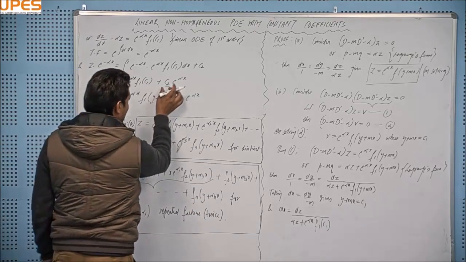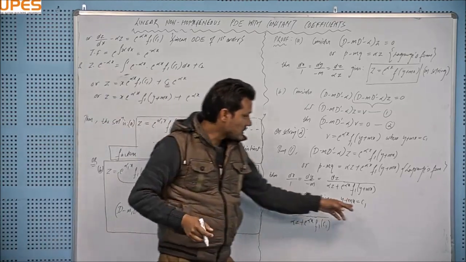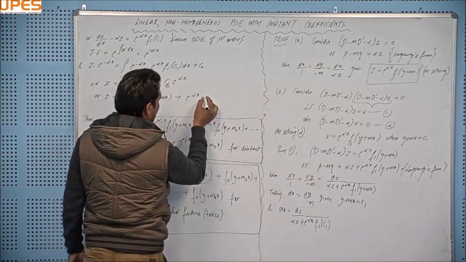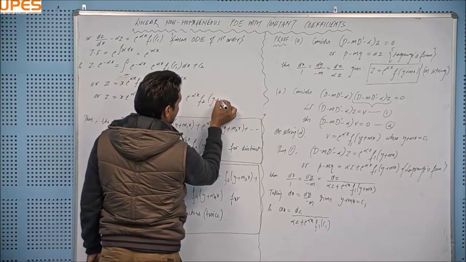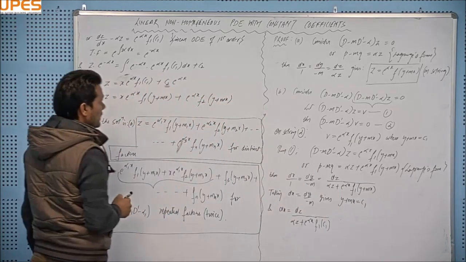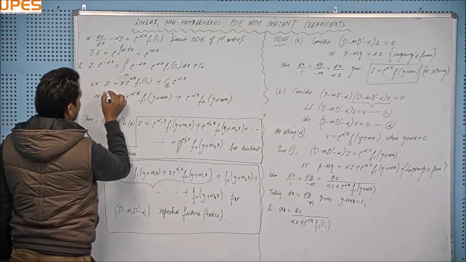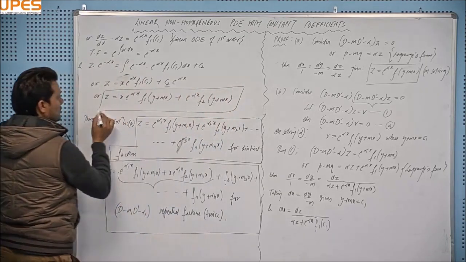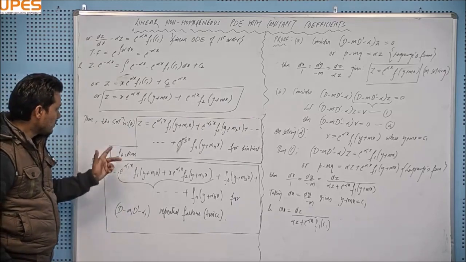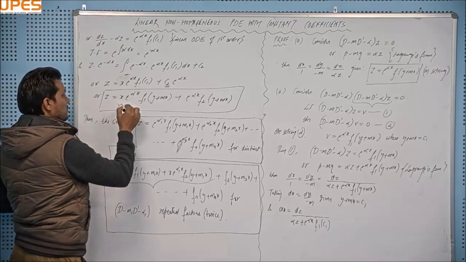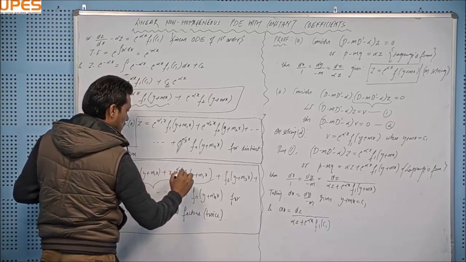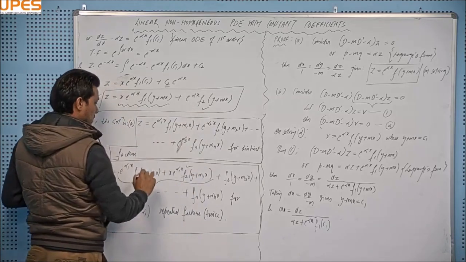So c2 should be related to c1 by this function f2 of y plus mx, right? And this is what we wanted to prove. You can see these terms. See this, where's that term? This term is present here, right? And this term is present here, right?